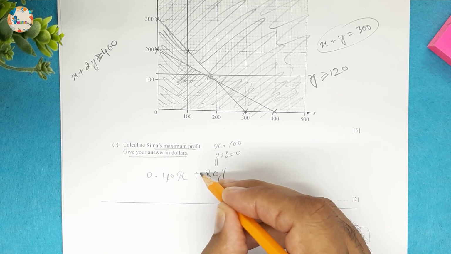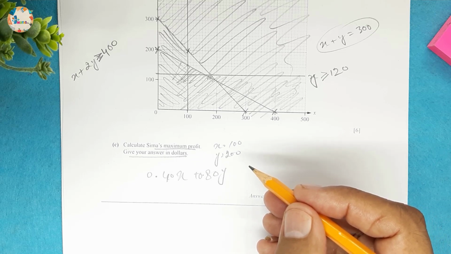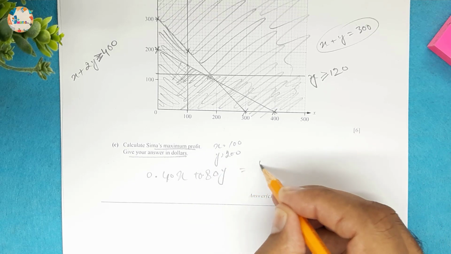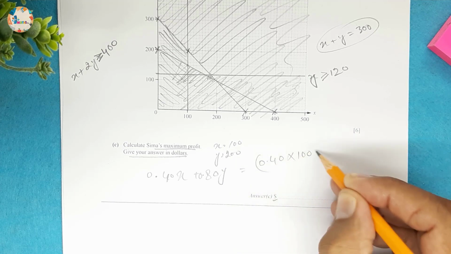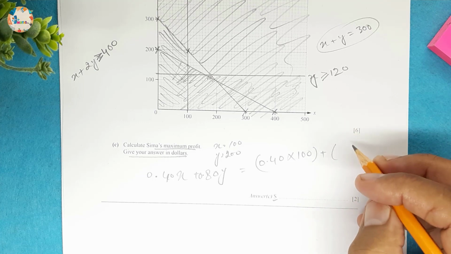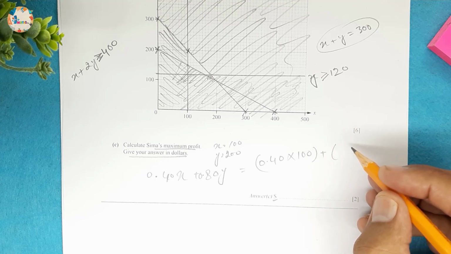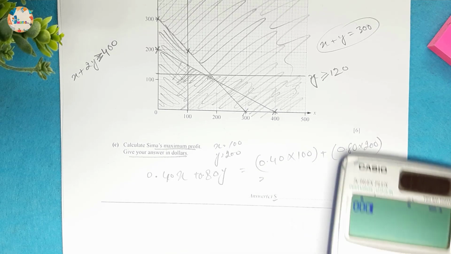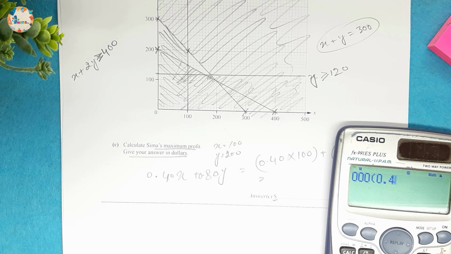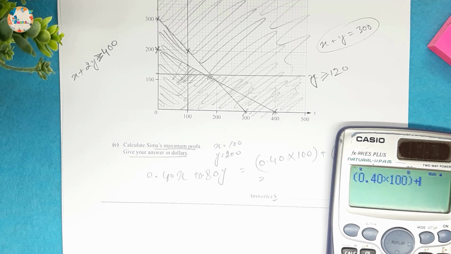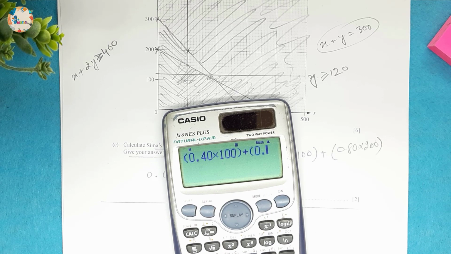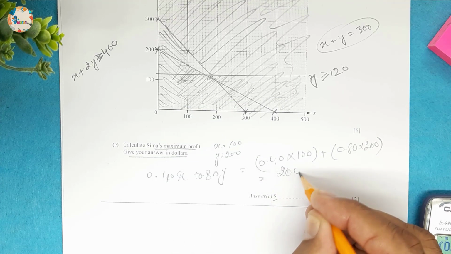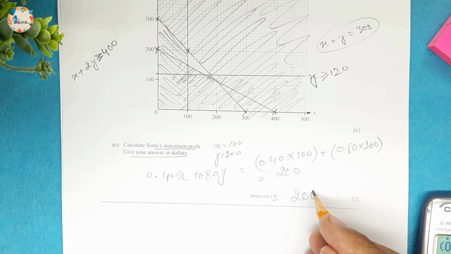So 0.40 into x and 0.80 into y, and this will result in 0.40 into 100 plus 0.80 into 200. If we calculate this, 0.40 into 100 plus 0.80 into 200, this will result in 200. So this will be the maximum profit which we have calculated.